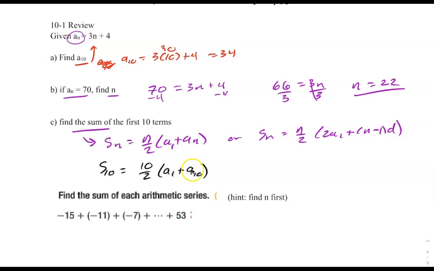Now, watch out here. A lot of people put 10 here, and I hate that. It's not 10. n is 10, but this is the 10th term, not 10. So a1, remember if you want to find a1, you just plug 1 into the equation. So 3 times 1 plus 4 is 7. a10, we already found, is 34. Notice how it's not 10, it's 34. The 10th term of the sequence is 34. Simplify this: 10 over 2 times 41. So I get 5 times 41. So I get 205. And that's that problem.